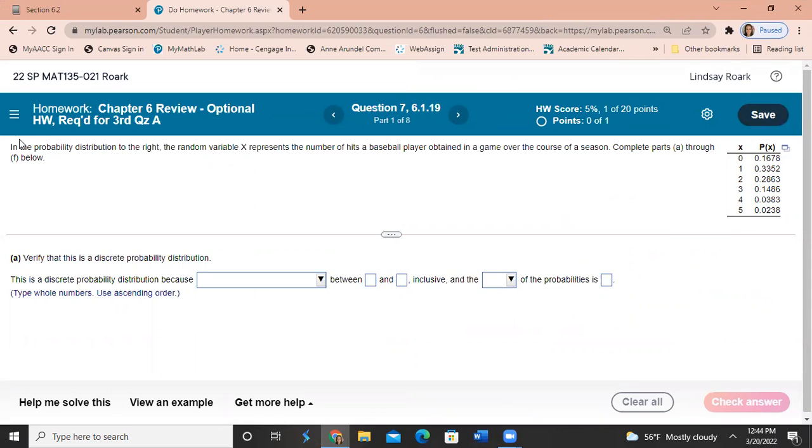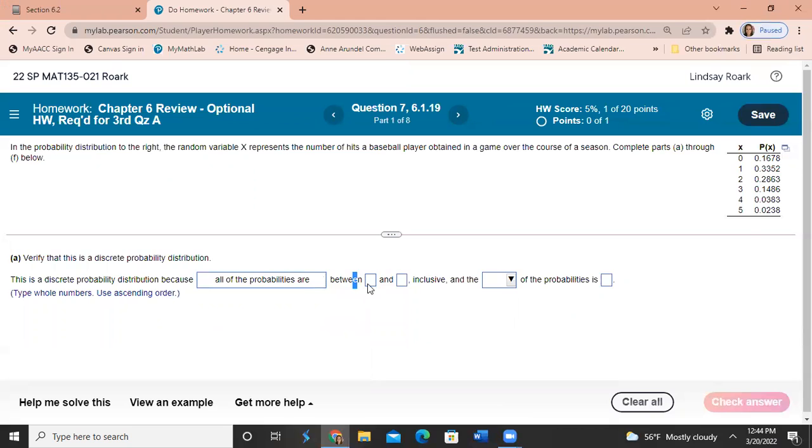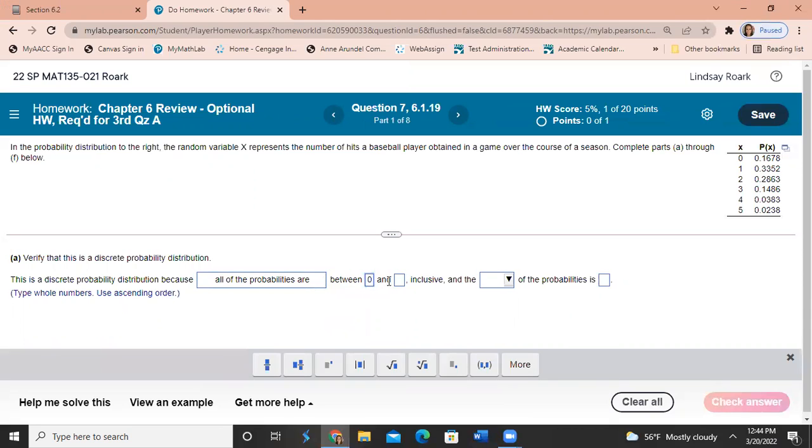Okay, so then this one though is a little bit more straightforward, where they give you an X, they give you a P of X. Is this a probability distribution? And this little drop-down button is usually what they're looking for, because the probabilities are between 0 and 1 inclusive, and the sum of the probabilities is 1.